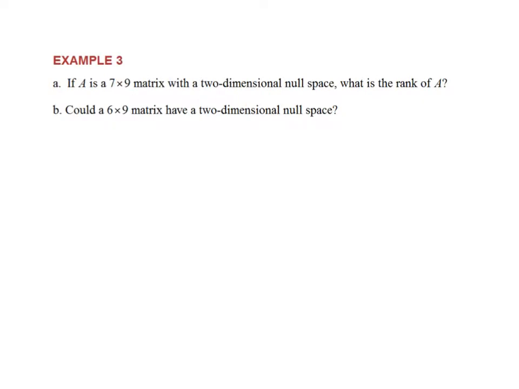So in this one, we have a two-dimensional null space, we have a 7x9 matrix, and we want to know what is the rank of that matrix. All right, so for answering part A, the first thing to make a note of is that if A is 7x9, row by column, A has 9 columns, which tells me that in my rank theorem, the rank of A plus the dimension of the null space, which is 2, is equal to the number of columns, 9. So the rank of A is equal to 7.